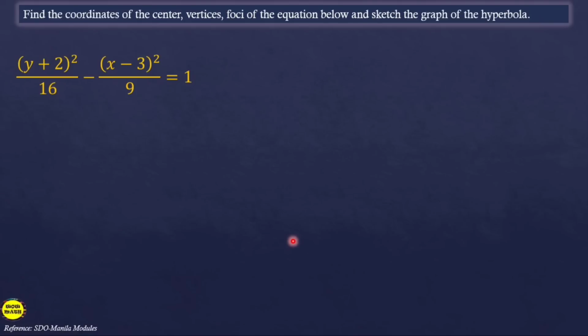Okay, for number 1, the quantity of y plus 2 squared over 16 minus the quantity of x minus 3 squared over 9 is equal to 1. So itong pattern nito ay mula sa standard equation natin na y minus k squared over a squared minus x minus h squared over b squared is equal to 1.